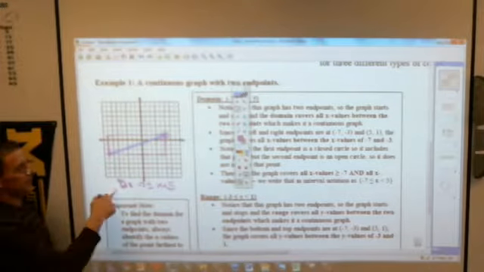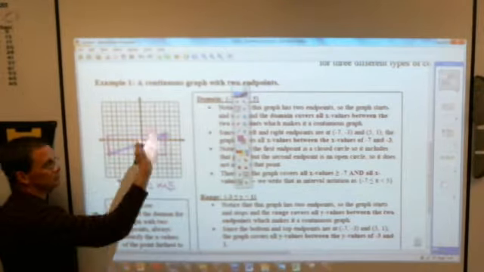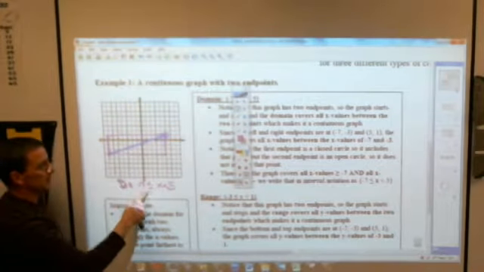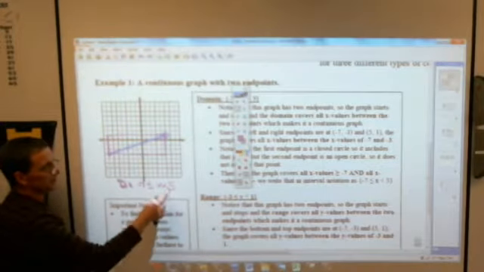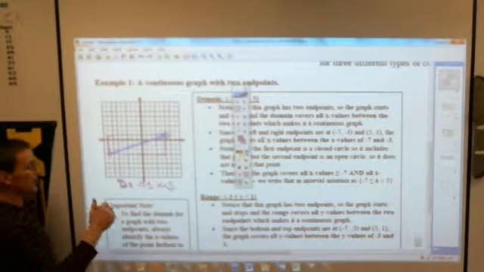So this is my domain. X can go anywhere from -7 to +5. If it's colored in, there's an equal sign. If it's not colored in, it's this. Always, always, always, your inequalities are going to be that less than sign.